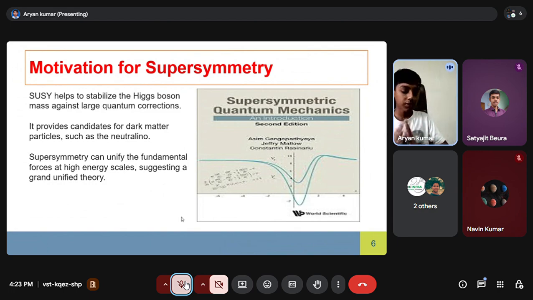Motivation for supersymmetry. Supersymmetry helps to stabilize the Higgs boson mass against large quantum corrections. It provides candidates for dark matter particles such as the neutralino. Supersymmetry can unify the fundamental forces at high energy scales, suggesting a grand unified theory.